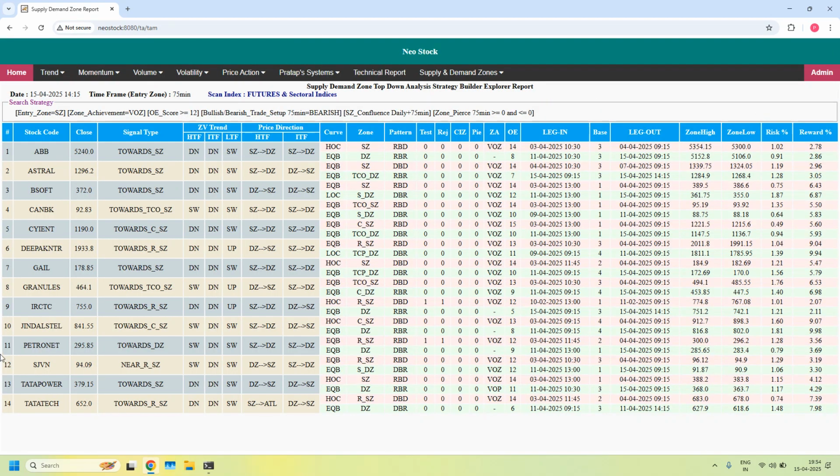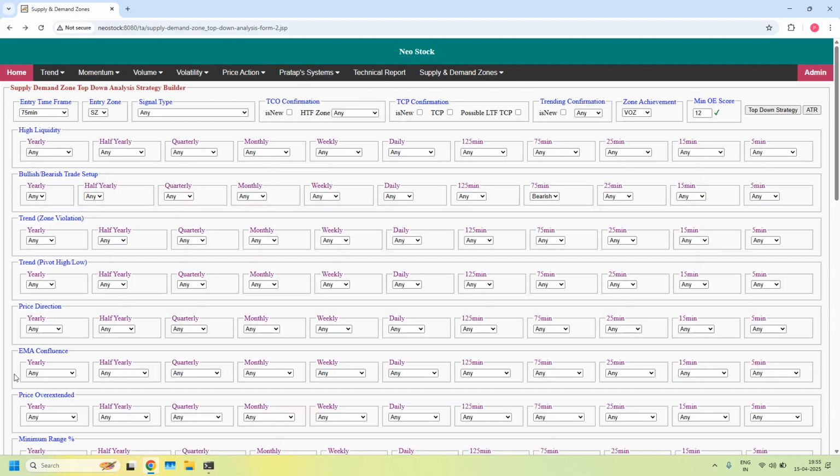That is nothing but 75 minutes and daily supply zone confluence. With this filter we got 14 out of 15 stocks. In all the 14 stocks, the 75-minute supply zones are overlapped with the daily supply zones, and the daily trend, the ITF trend, is down in all the stocks. So let us filter based on daily supply zones having daily EMA confluence.